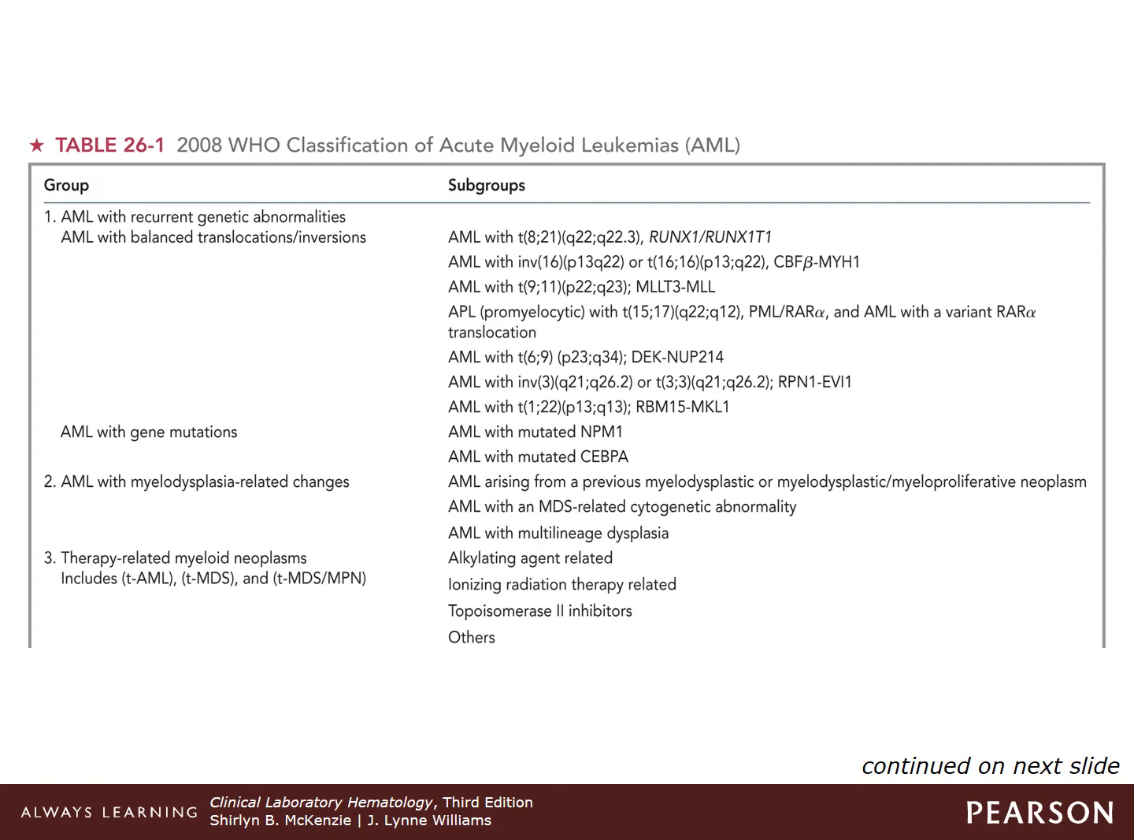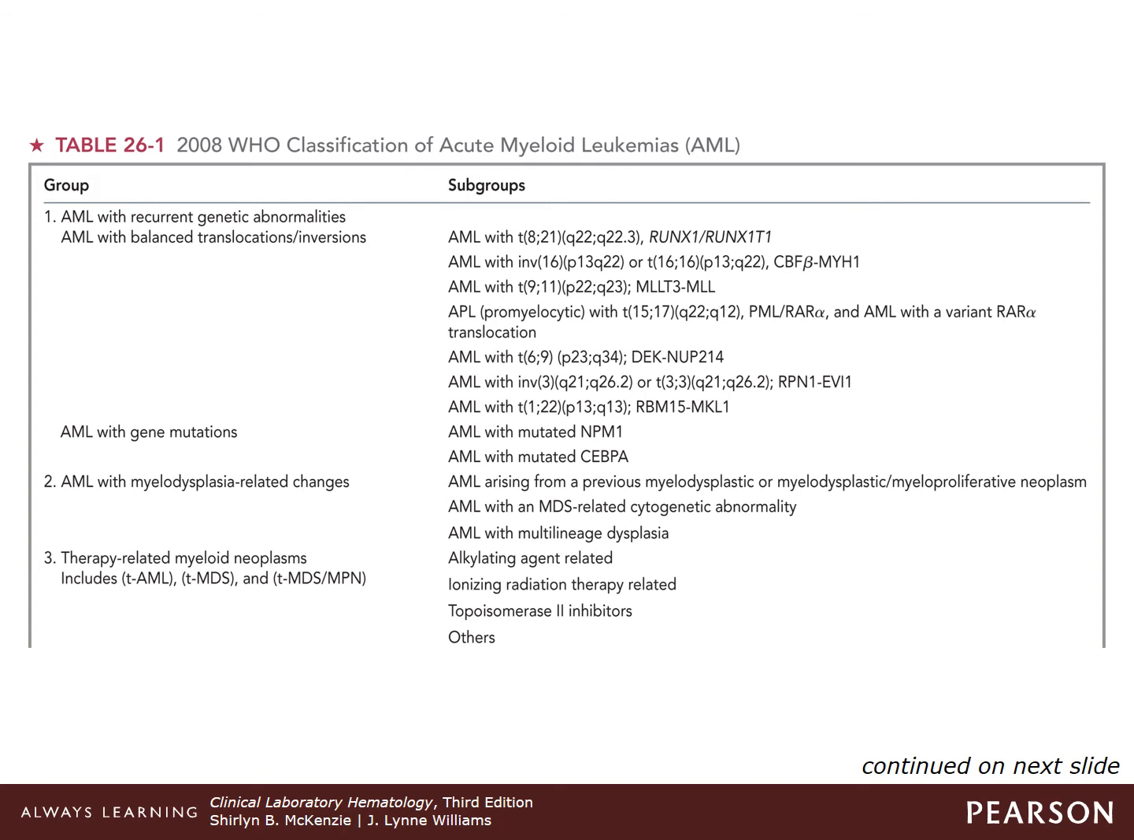It can be associated with normal or elevated platelet count with atypical or increased megakaryocytes that are mono or bilobulated nuclei, and it accounts for about 1 to 2% of all AML.